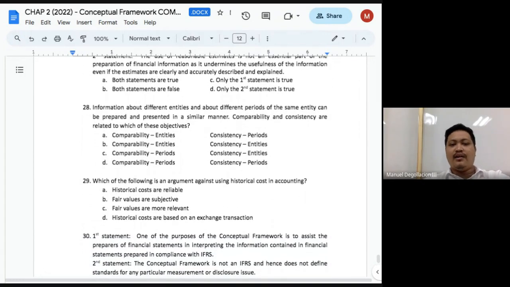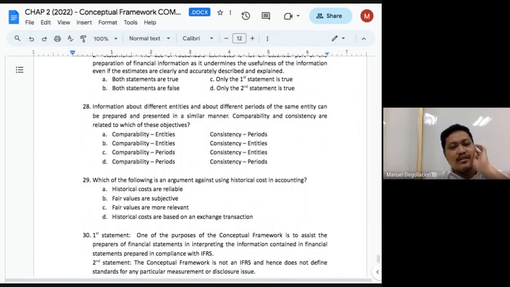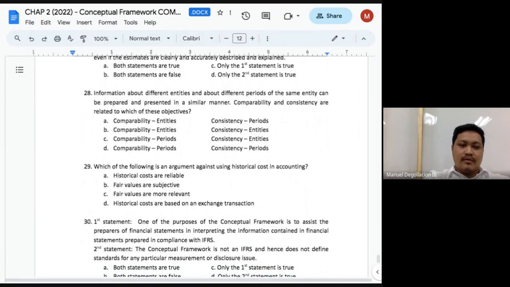29, which of the following is an argument against using historical cost in accounting? Letter A is true, so that should not be an argument against historical cost because historical costs are reliable. Fair values are subjective, that's true, but that is not an argument against historical cost. That is actually an argument for historical cost. I hope you understand the question. The answer here is letter C. Between historical and fair value, fair value is more relevant.